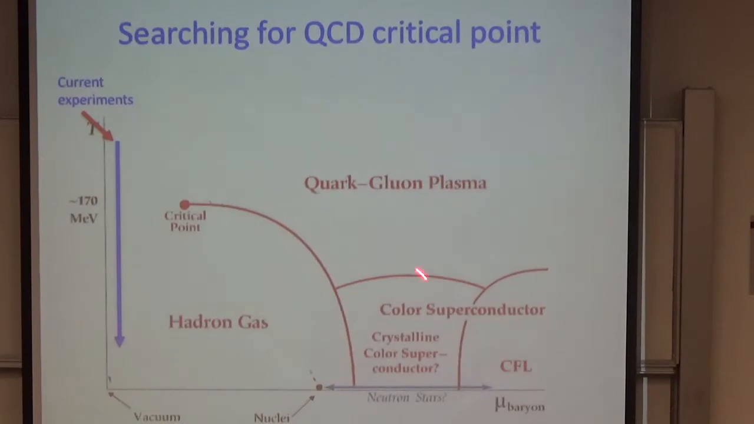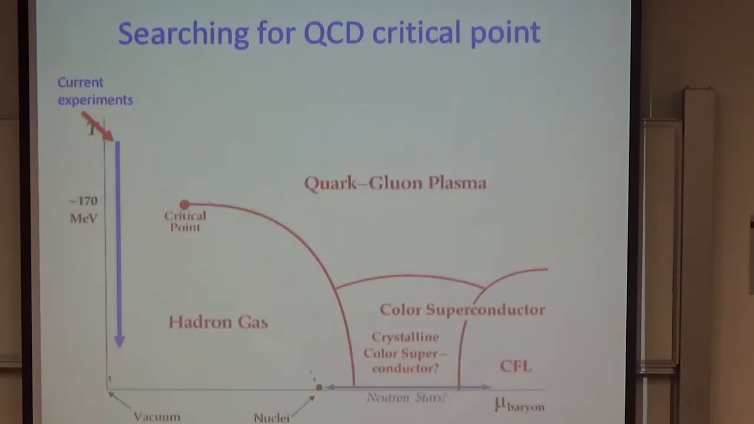But we believe that somewhere in this phase diagram there's a critical point. Somewhere there's a first order phase transition separating the quark plasma and the hadron gas, and here is a crossover. So there must be a critical point somewhere here, and the location of this critical point is not known. But in the next decade, at Brookhaven, people are going to search for this critical point using heavy ion collisions.